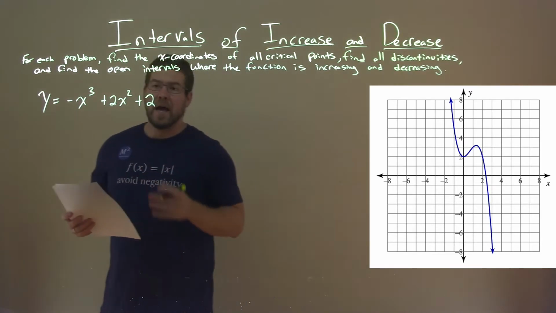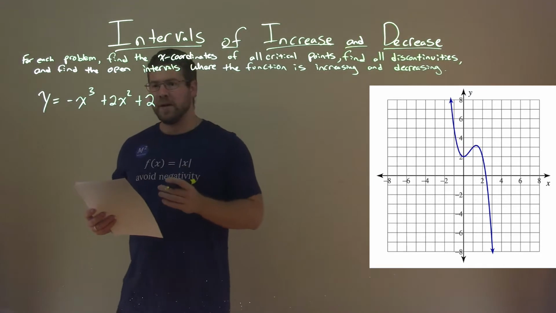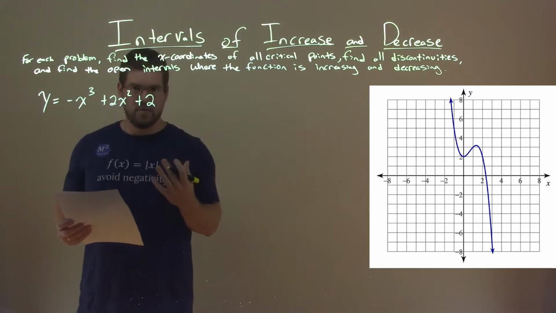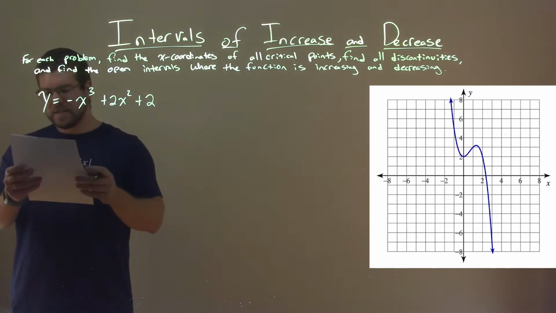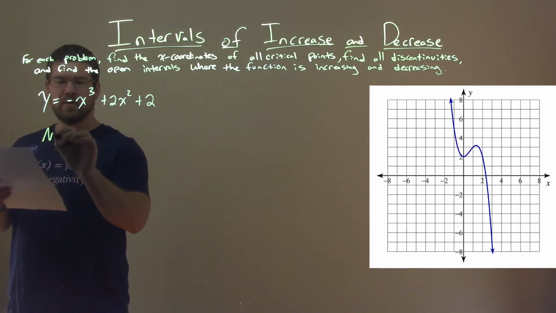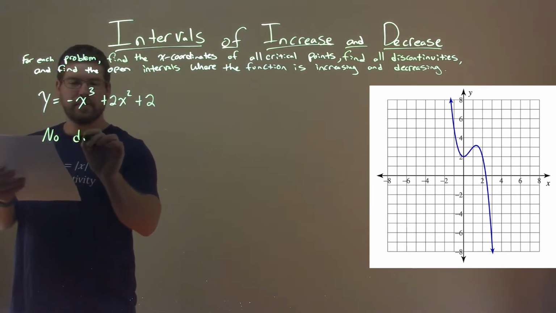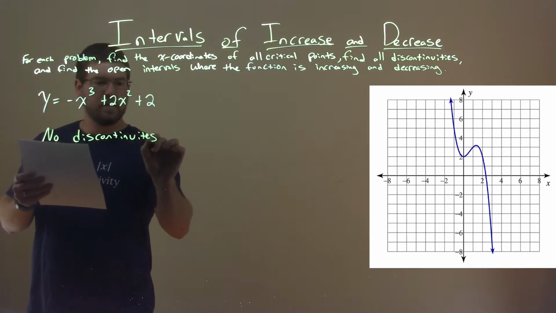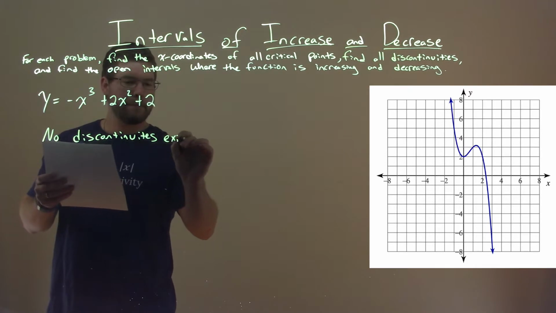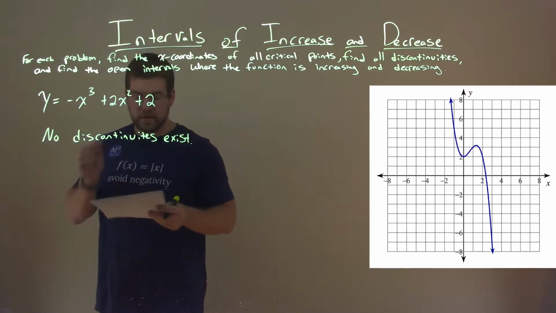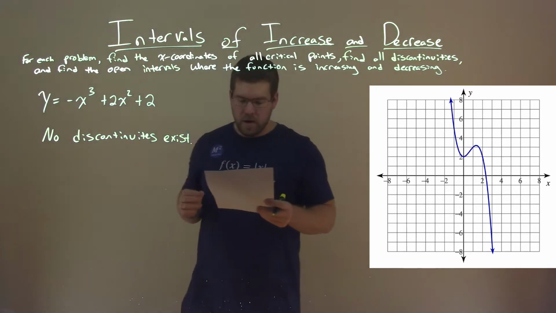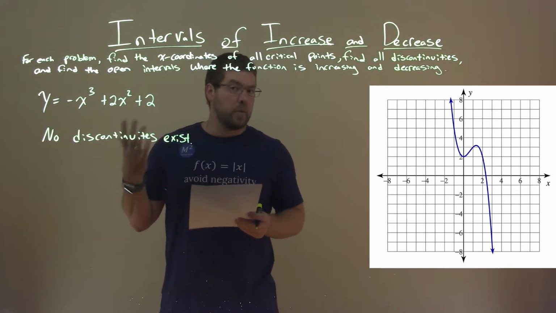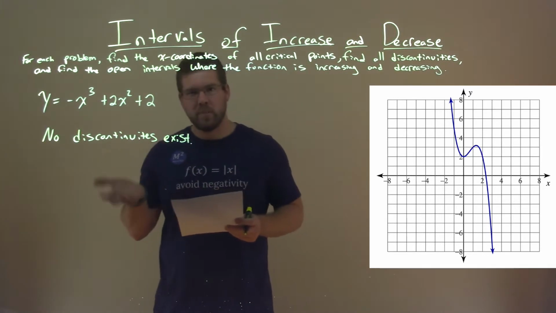Now luckily we have a polynomial function right here, and what we know about them is that they're continuous everywhere. And so we can say this one has no discontinuities right off the bat. All right, now we want to find where it's increasing and decreasing and find the critical points. And the critical points come first.